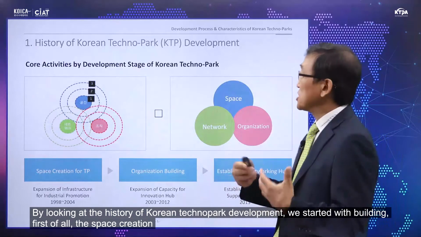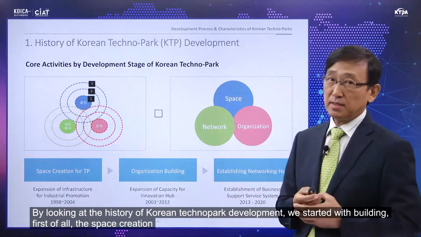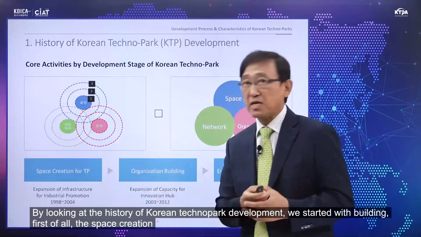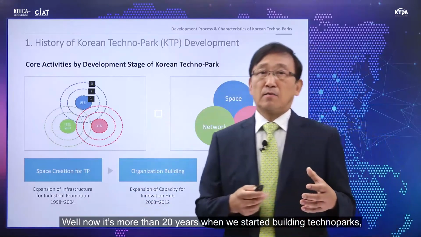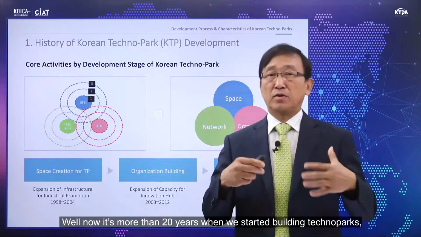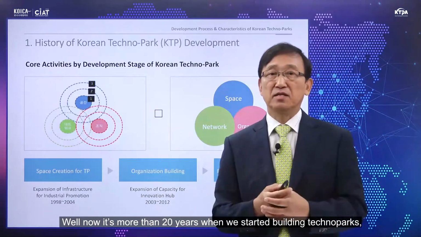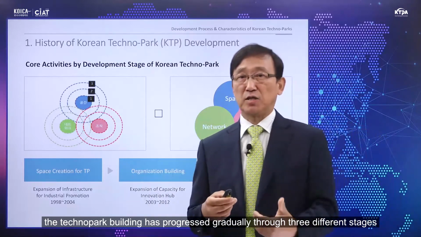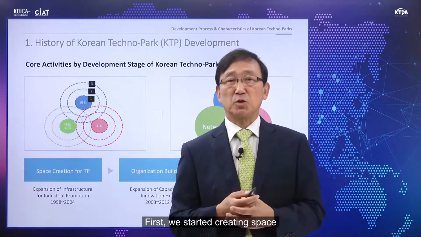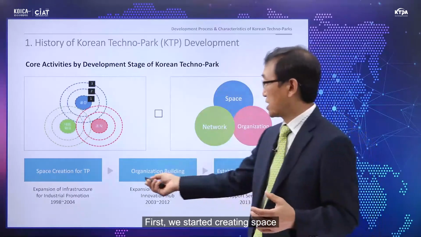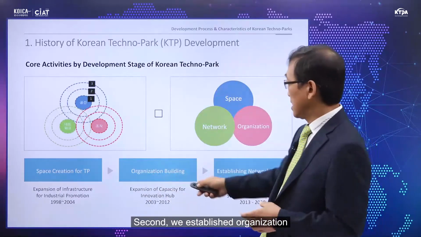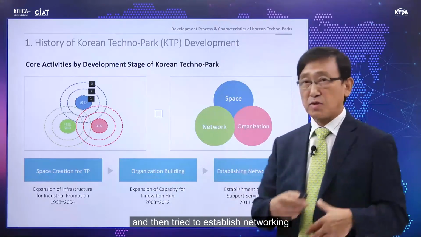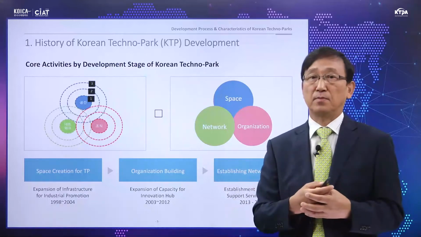By looking at the history of Korean Technopark development, we started with building, first of all, the space creation. Well, now it's more than 20 years since we started building Technoparks. The Technopark building has progressed gradually through 3 different stages. First, we started creating space. Second, we established the organization. And then we tried to establish networking.